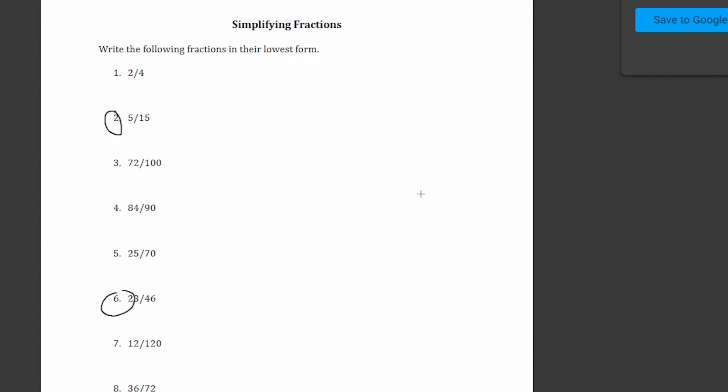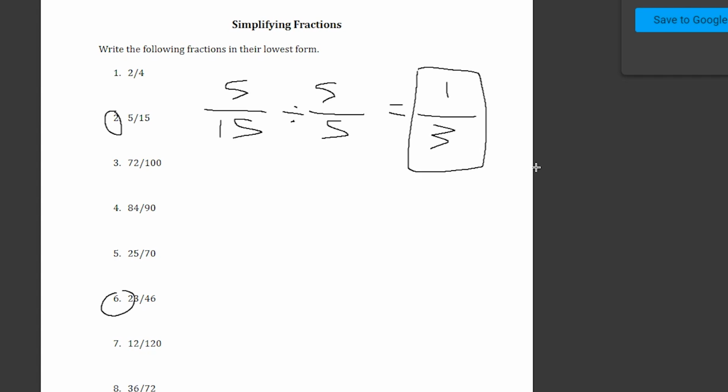Alright, for the last page, we're going to be simplifying fractions in their lowest form. So for number 2, we have 5 over 15. So what we do is we try and find the greatest common factor of each number. So we look at this and we see that 5 is the greatest common factor. So we're going to divide each number by 5. And 5 divided by 5 is 1. And 15 divided by 5 is 3. So we see if we can simplify this any further. And we can't simplify 1/3 anymore. So 1/3 is our final answer for number 2.